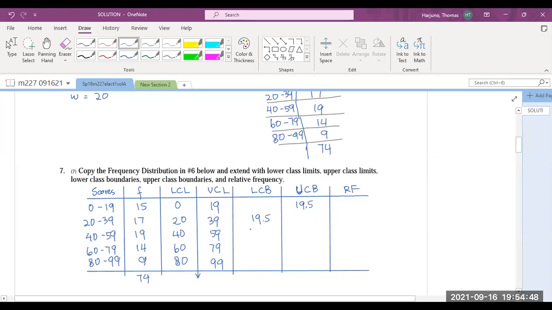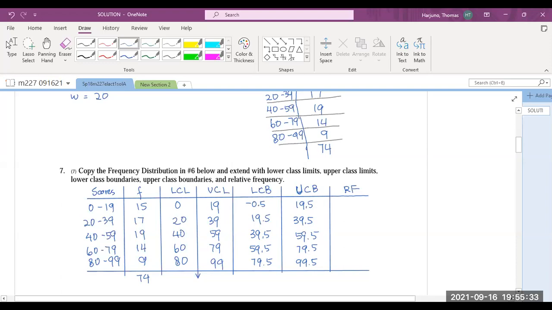How about the next one here? 39.5. This must be 39.5 also. Then 59.5, this is 59.5. 79.5, this is 79.5. And therefore this should be 99.5. And this one will be negative 0.5. Don't forget the leading zero.